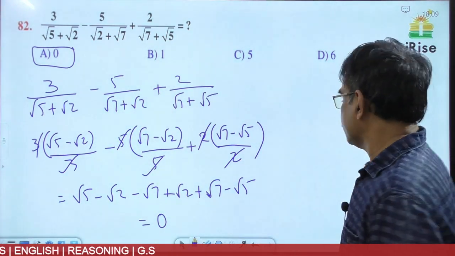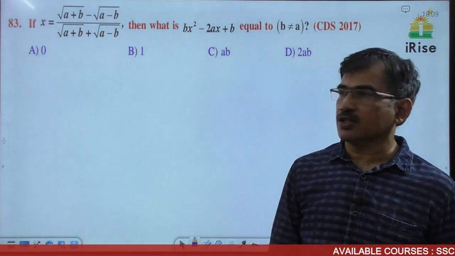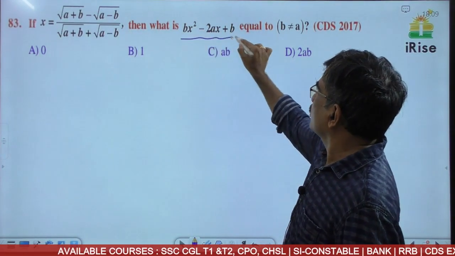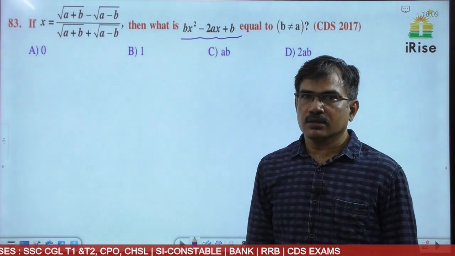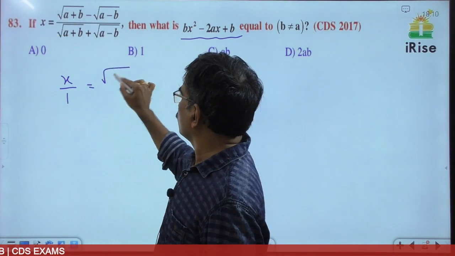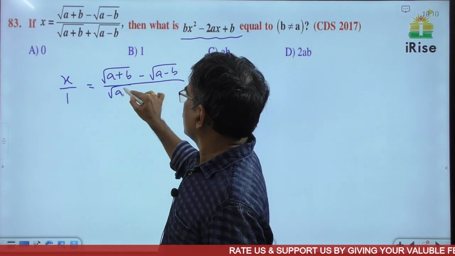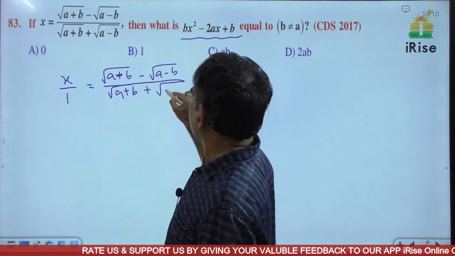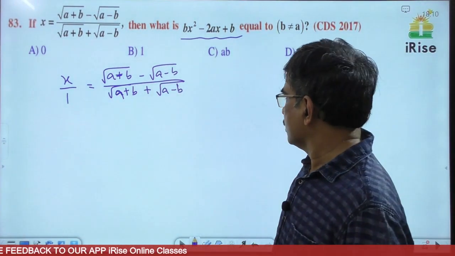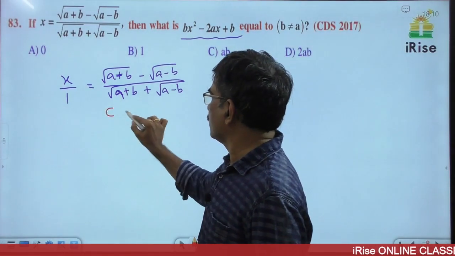Okay. Next question. If x is equal to root of a plus b minus root of a minus b by root of a plus b plus root of a minus b, then what is bx square minus 2ax plus b? I want to solve this question like this. x by 1 is equal to root of a plus b minus root of a minus b by root of a plus b plus root of a minus b. Okay, then add and subtract. I want to use componendo and dividendo here.